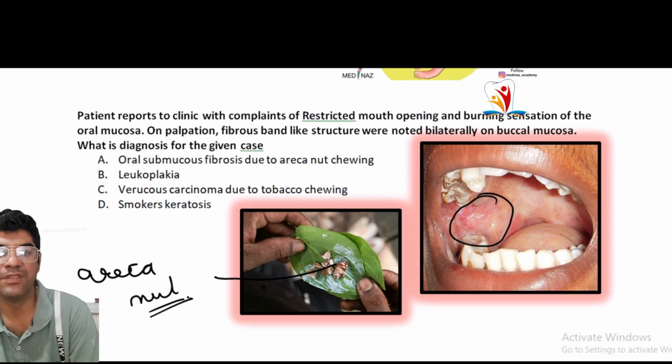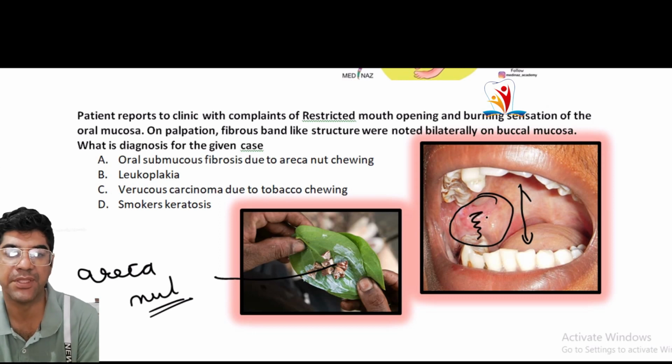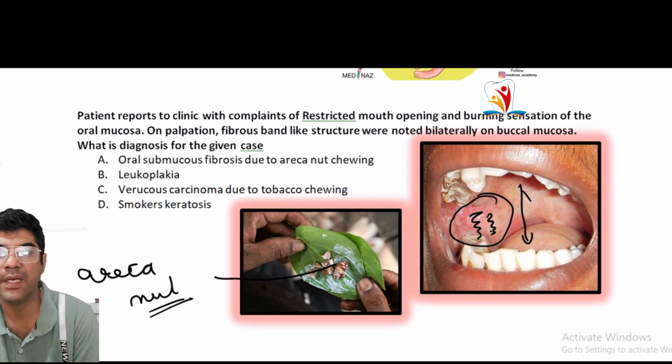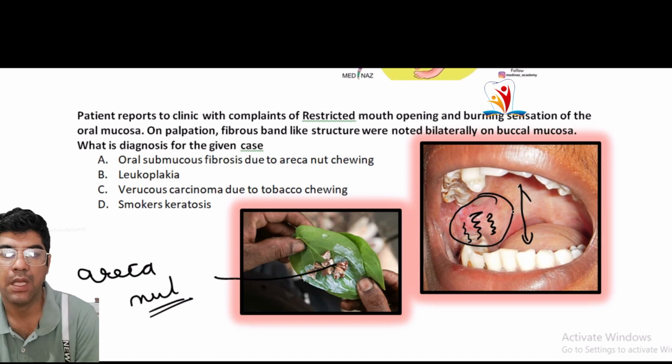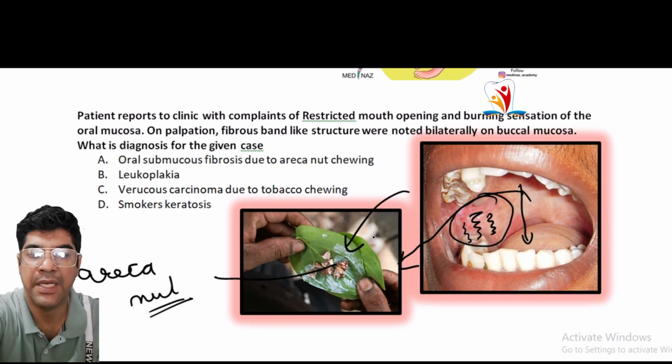So, what is oral submucous fibrosis? It is a chronic condition in which the patient finds it difficult to open the mouth. There is limited and restricted mouth opening. The term we use is trismus. Along with that, there is a burning sensation of the oral mucosa. Fibrous bands or strings may be palpable in the buccal mucosa, and it is strongly associated with the consumption of areca nut and betel quid.